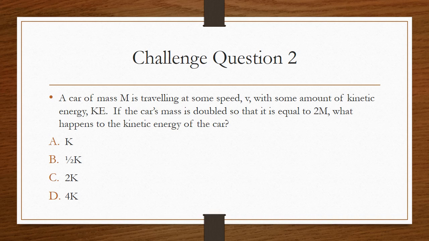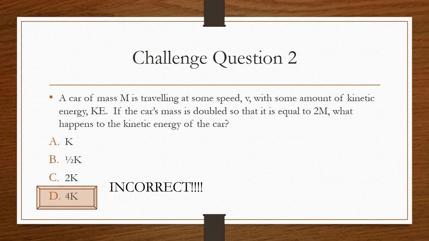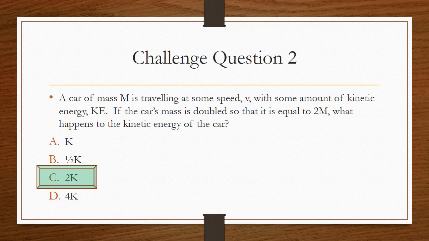Another one. A car of mass m is traveling at some speed v with some amount of kinetic energy KE. If the car's mass is doubled so that it's equal to twice as much mass, what happens to the kinetic energy of the car? If you're thinking, man, when the velocity was doubled, there was quadruple the kinetic energy, so why not quadruple again? Unfortunately, this would be wrong this time. Mass is not squared in the equation, it's just sitting there by itself. So twice the mass would mean twice the kinetic energy.